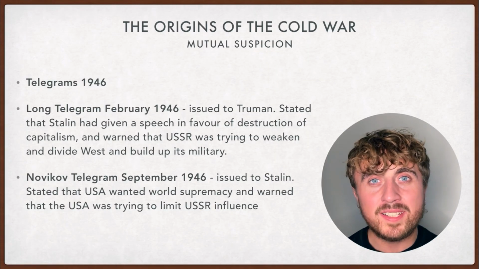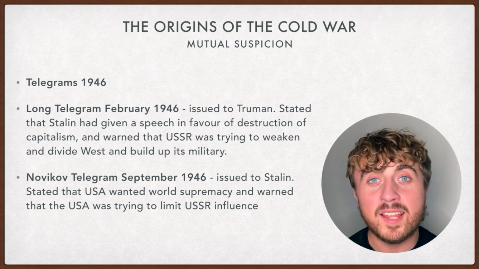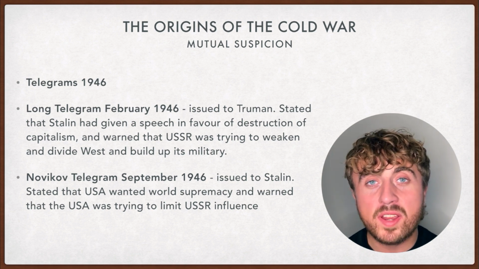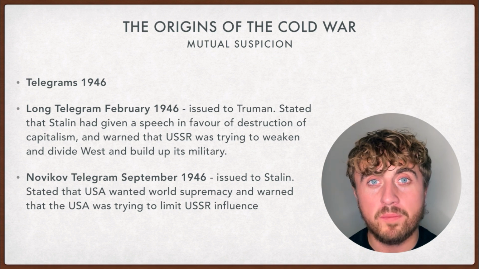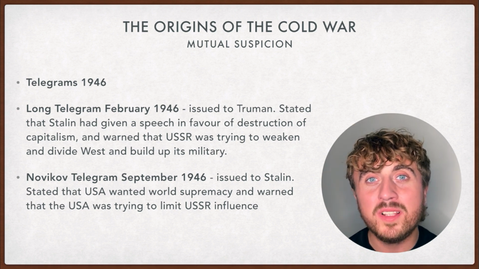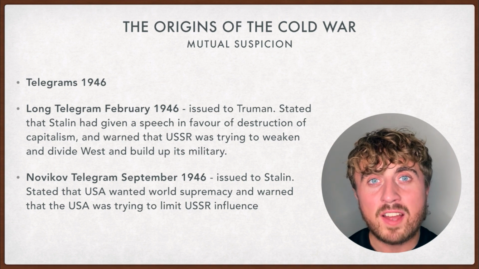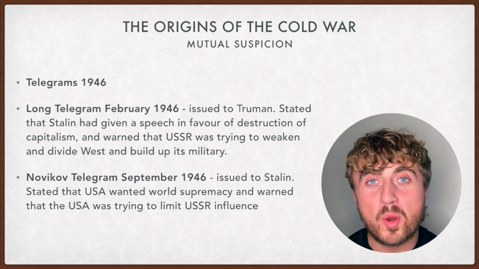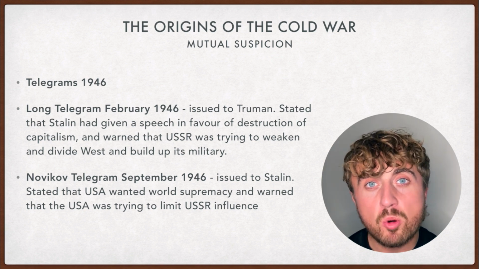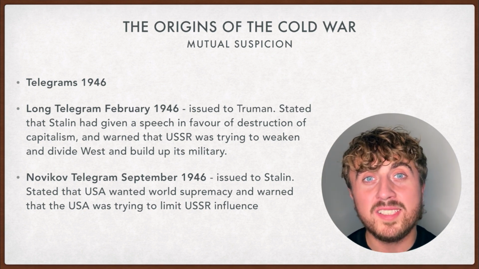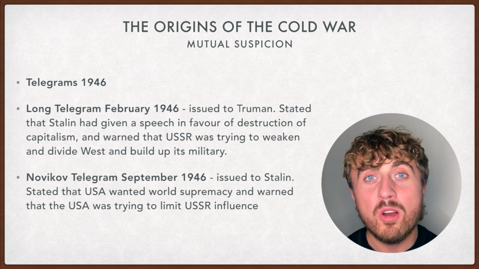There are 2 famous telegrams in 1946 that you should know about, because these telegrams are great evidence of increasing tensions in the early Cold War. The first telegram is the Long Telegram of February 1946. This was a telegram issued to President Truman, which stated that Stalin had implied in his speech he wanted to destroy capitalism. The telegram also warned the USSR was trying to weaken and divide the West, while also building up its own military.